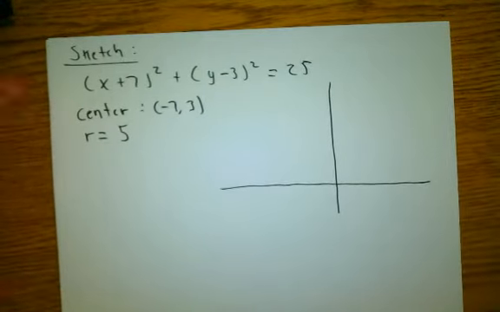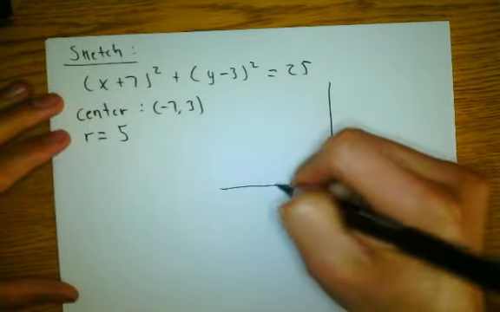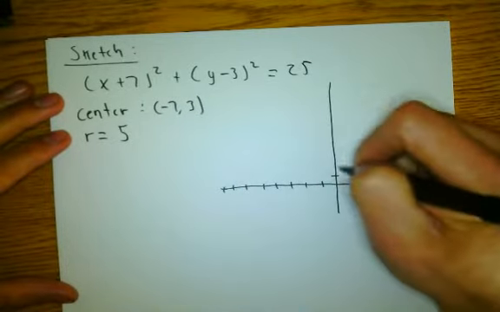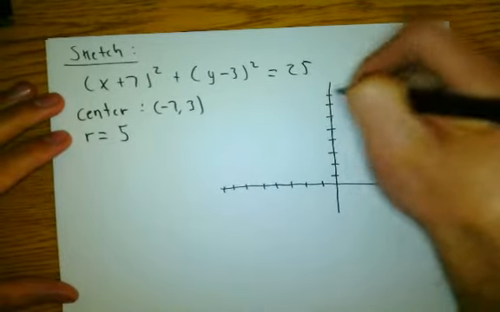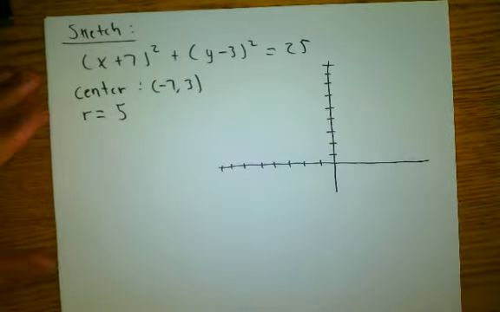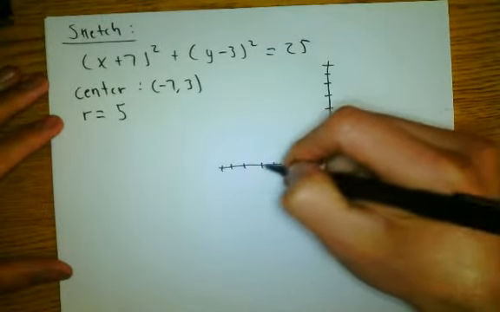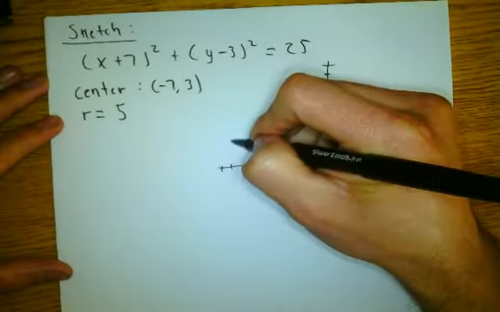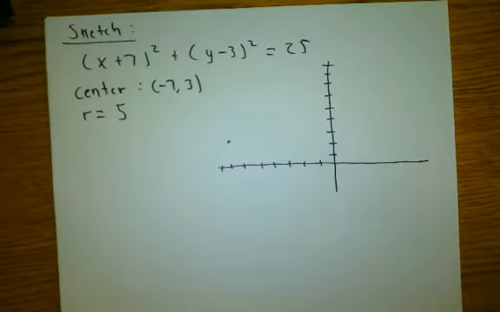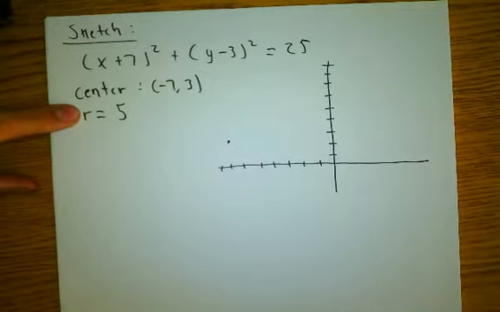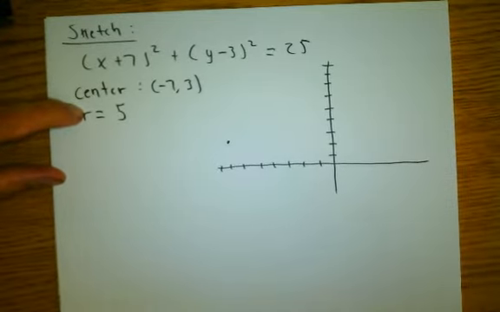So, 2, 3, 4, 5, 6, 7, 8. Okay, so for sure our center is going to be at negative 7, 3. So 1, 2, 3, 4, 5, 6, 7. 1, 2, 3. So about right there. How could you use that and the fact that the radius is 5 to help you sketch it? Yes. Good. And that's exactly what I want you to do. I don't want you to try to come up with a whole bunch of points. Just go 5 up, 5 down, 5 left, 5 right, and plot those points.